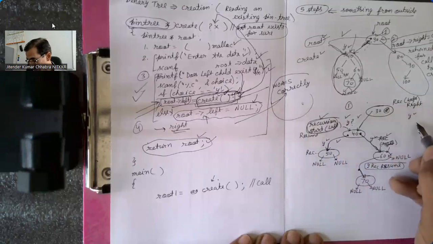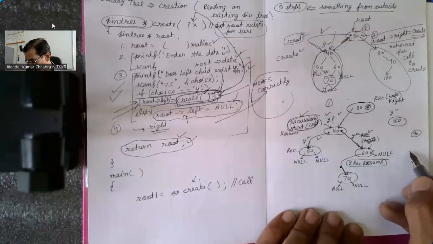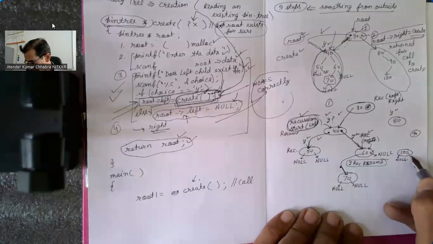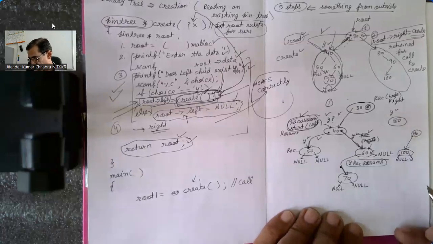And again, let's say 80 will be read. After 80, 90 will be read. So I have 90 read. After 90, 100 will be read. 100 will have everything as null. And this link will be established now.